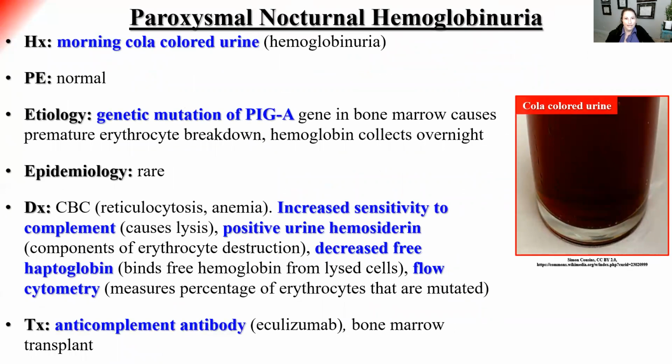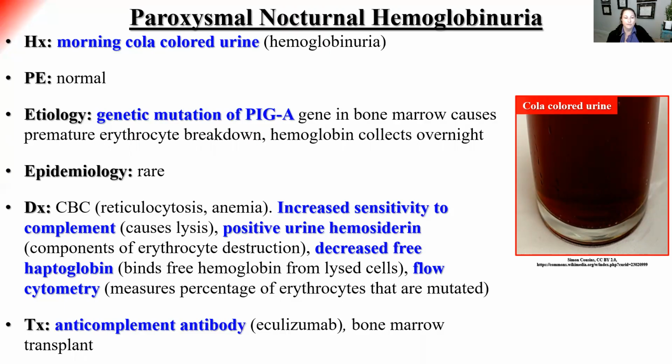Next is PNH, or paroxysmal nocturnal hemoglobinuria. If you look at that picture there, that's Coca-Cola urine. That's what their urine looks like. For the history of this patient, it's pretty specific. Their first morning urine is going to be a very dark coloration. This is a genetic mutation of the PIG-A gene, P-I-G-A gene.